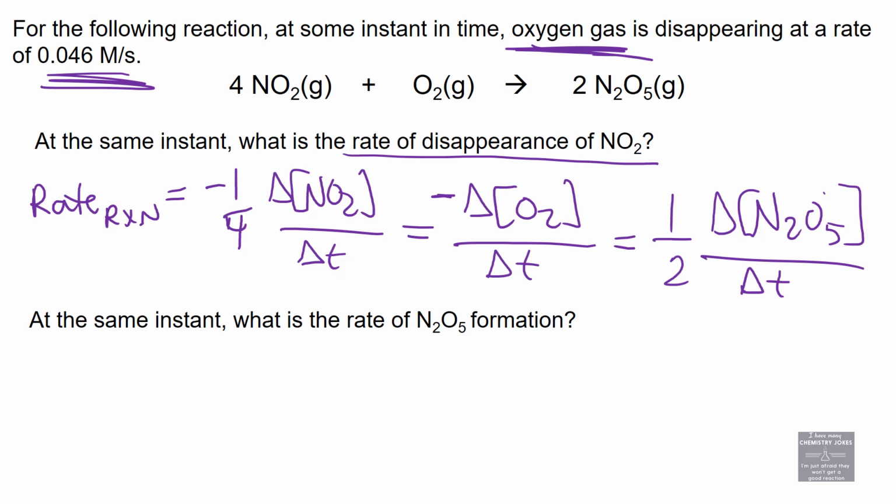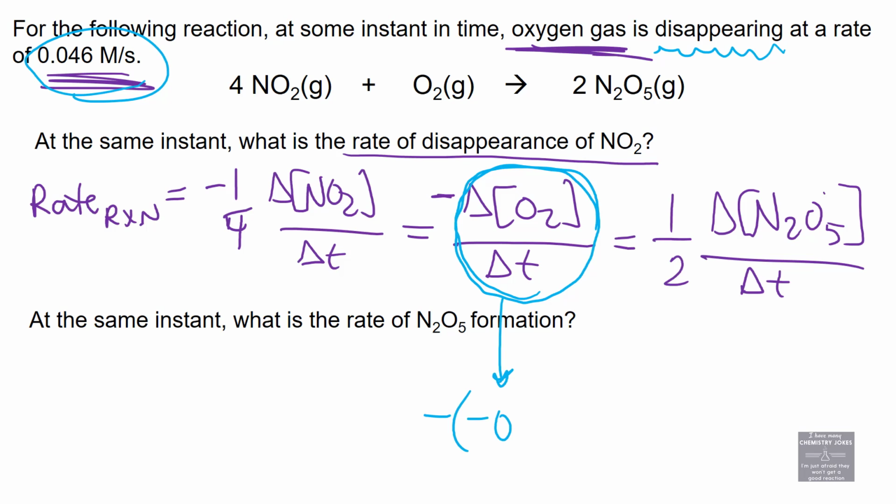So when this question says oxygen is disappearing at this rate, what they're telling you is this variable value right here, but it says the word disappearing, so it's saying this value is negative 0.046 molarity per second. So disappearing is how I know to put in that negative, and that negative just carries down. So it says it's disappearing at this rate. What is the rate of disappearance of NO2? So they're asking us to solve for this blue part given that blue part.